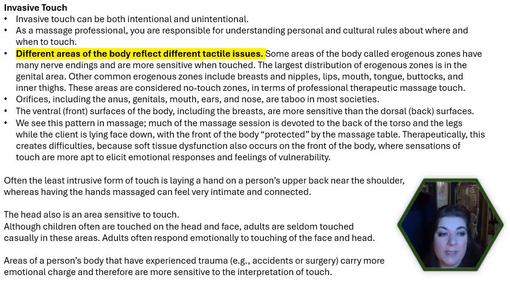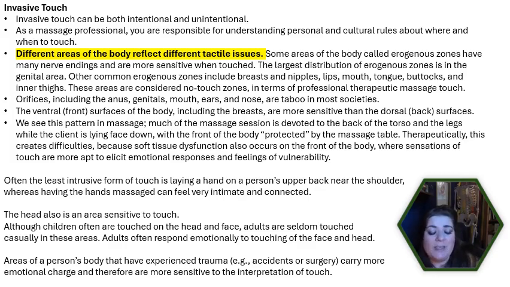Different areas of the body also reflect different tactile issues. Some areas of the body are considered erogenous zones and they have many nerve endings and are much more sensitive when touched. Now, the largest distribution is going to be in the genitals, the breasts, the nipples, the lips, the mouth, the tongue, the buttocks, and the inner thighs. But this can also apply to areas that just aren't touched very commonly, like the inside of the wrist, the armpits, the anterior throat or neck. All right, these might be much more sensitive areas.